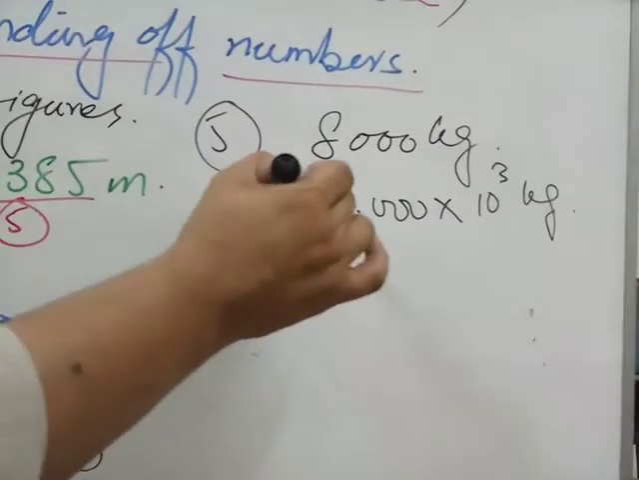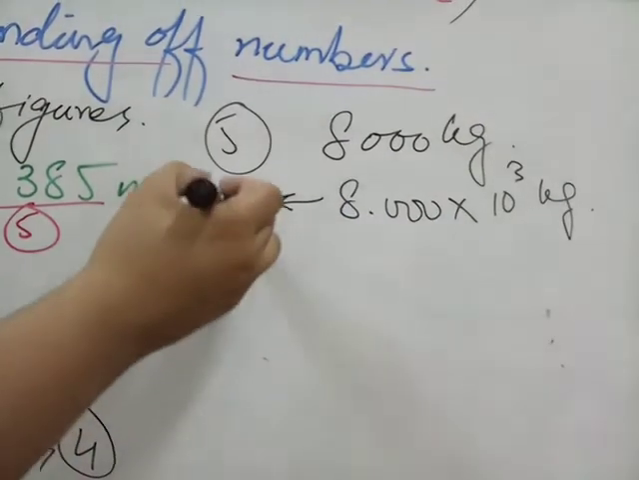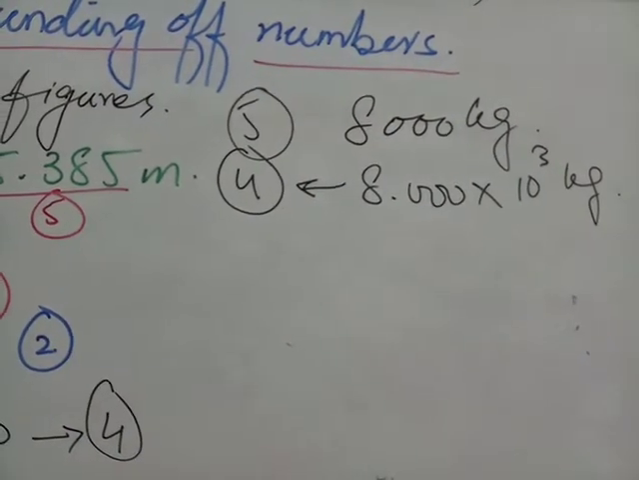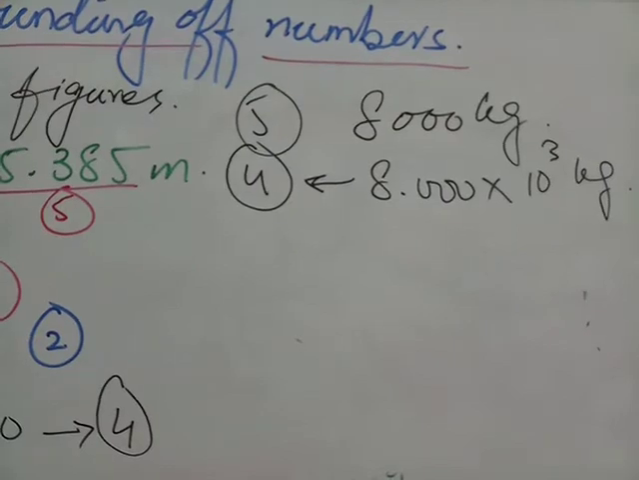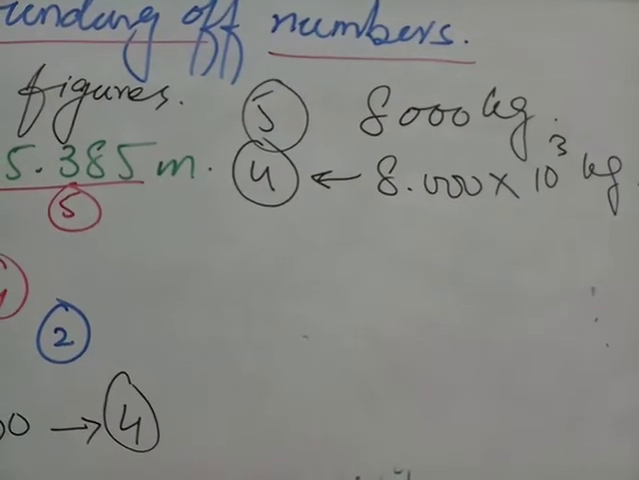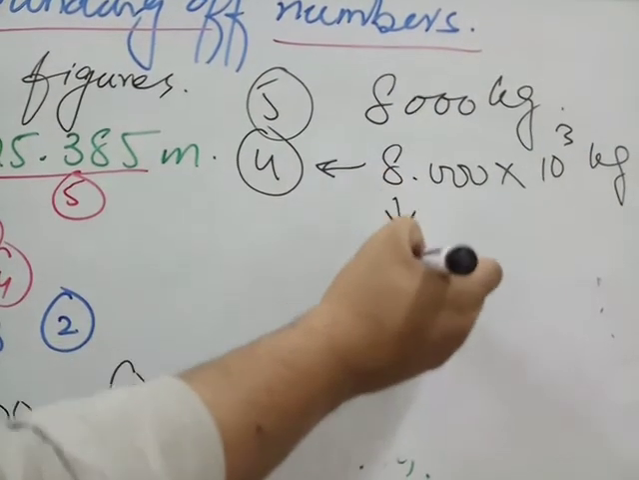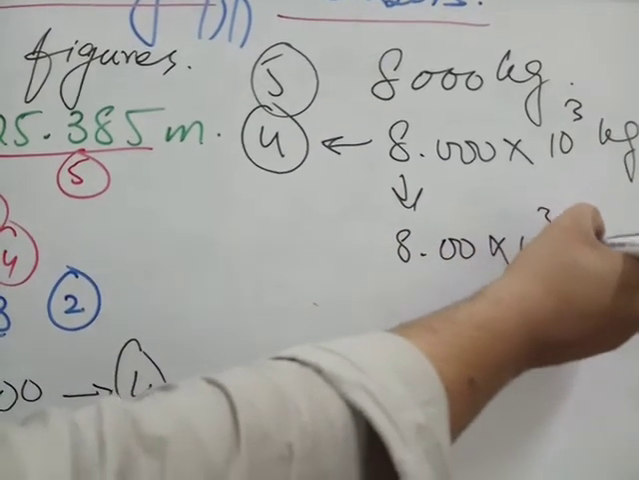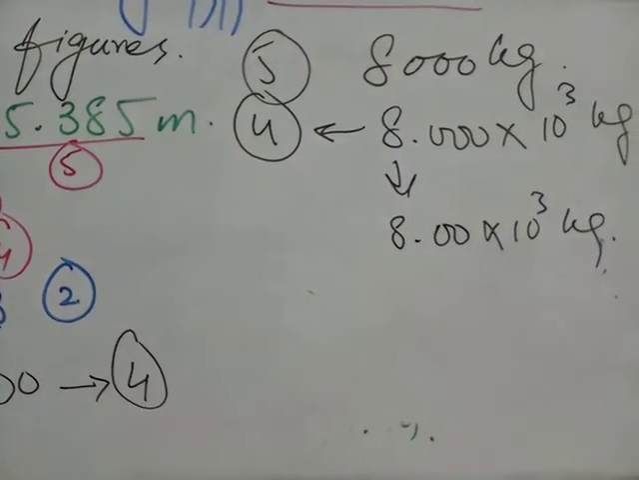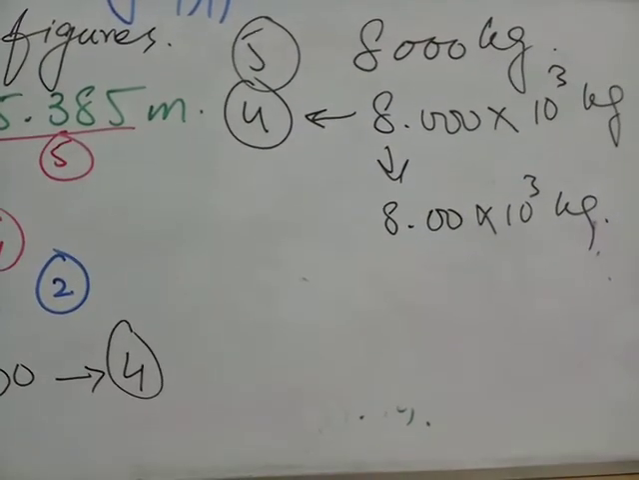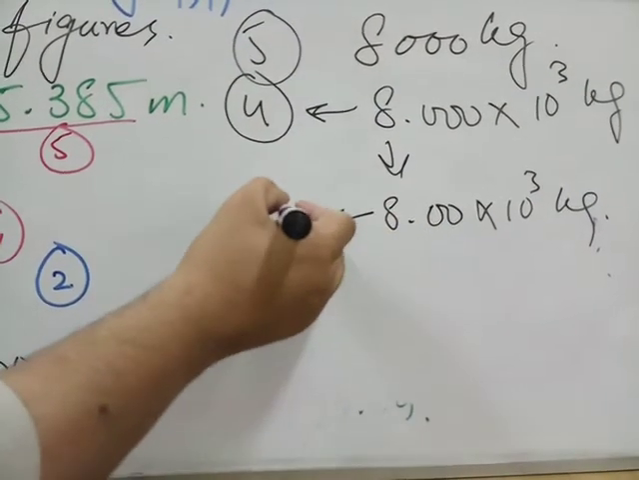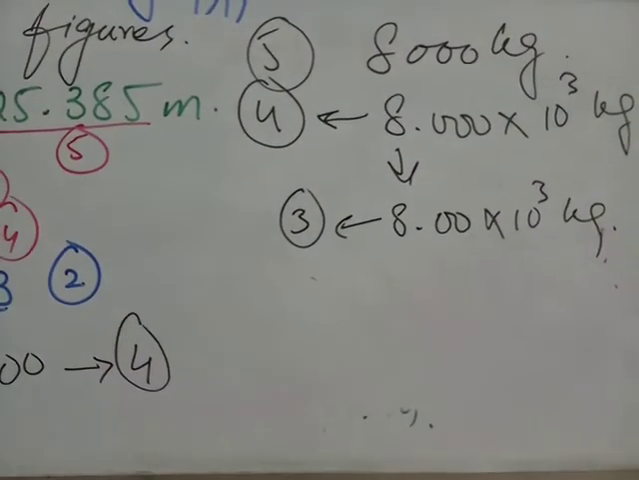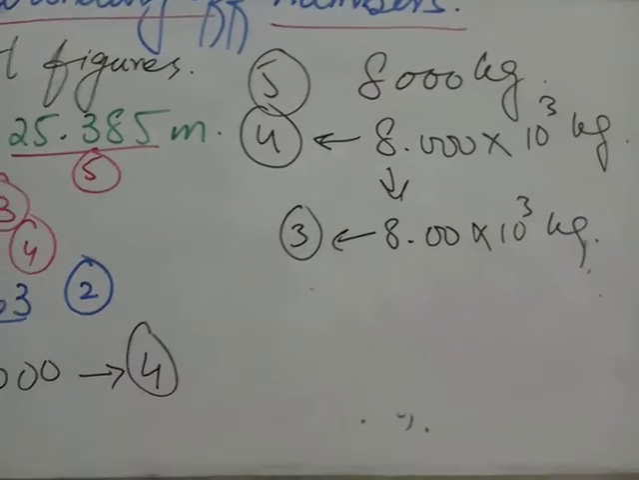So this measurement contains 4 significant figures. Similarly, if the least count is 10 kg, then we can write this value as 8.00 times 10 raised to power 3 kg. So the significant figures are 3. So it depends on the least count of the instrument.